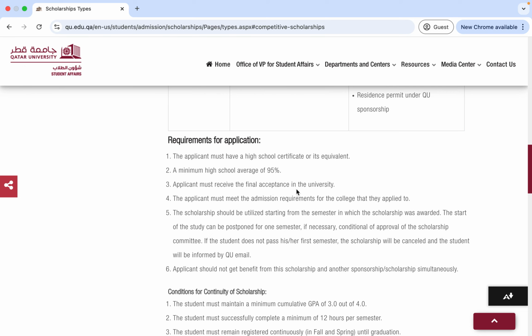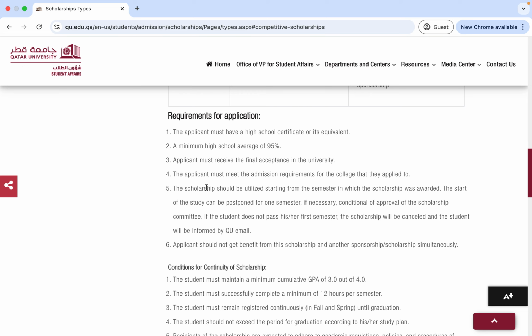Applicants must receive the final acceptance in the university, meaning that you have to apply for the course naturally. You go to the website, you apply naturally, then you apply for the scholarship. So once you're admitted, then the scholarship applies, because you can't just apply for a scholarship when you do not even have admission from that school, right? So then number four, the applicants must meet the admission requirements for the college that they apply to, meaning that, just like what I said, you have to apply for a course, then get admitted before you can benefit from the scholarship.